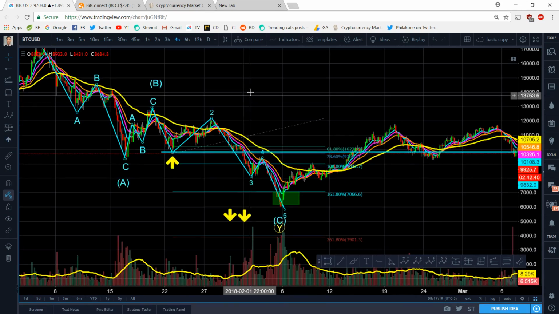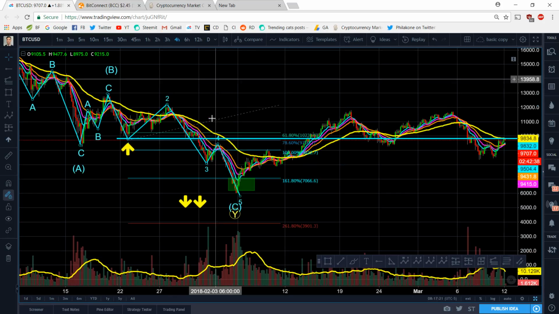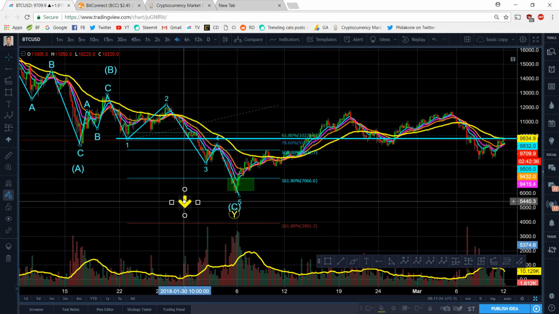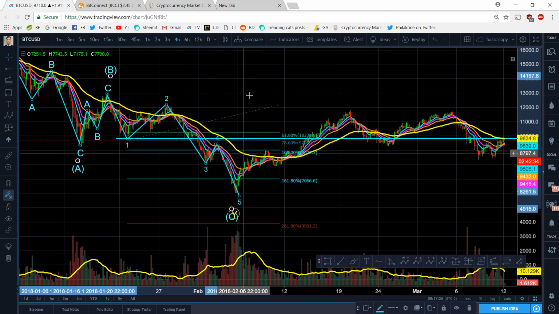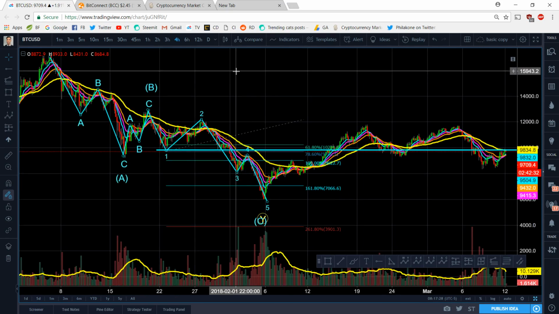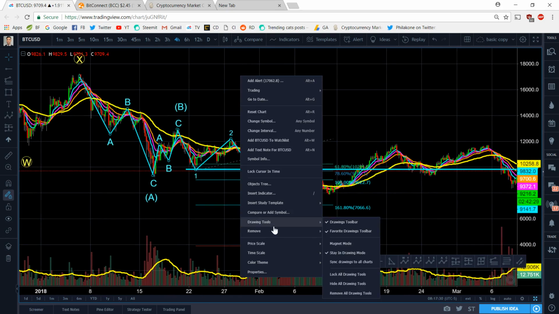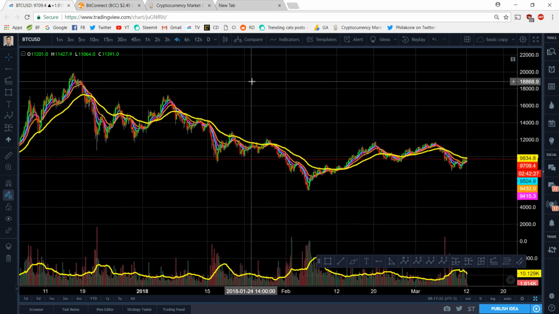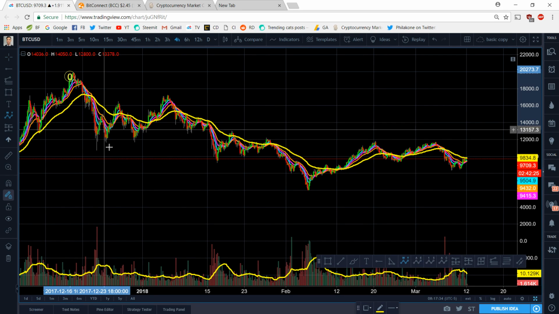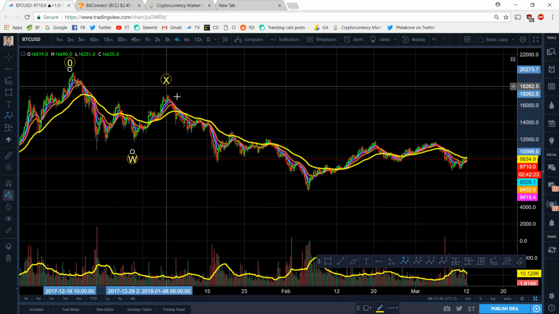If you guys follow me on Twitter, you know exactly what I'm talking about, where we hit that perfect mark there. Okay, so now that we have our extension here, everything is cleared up. We have officially either completed a WXY correction, where we saw this as W, X, and Y.